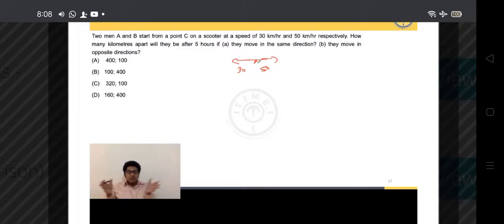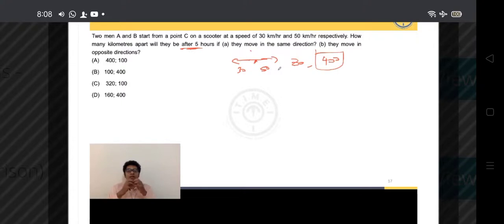So when they're traveling in opposite direction, the effective speed is the sum. When they're traveling towards each other from two different points, it's added. Again, from two opposite points also, it is added. From the same point to opposite direction, I should just add the speeds. So after every hour, the distance will be 80. So what is the question? How many kilometers apart will they be after 5 hours? After every hour it is 80. So 5 hours, it has to be 400.